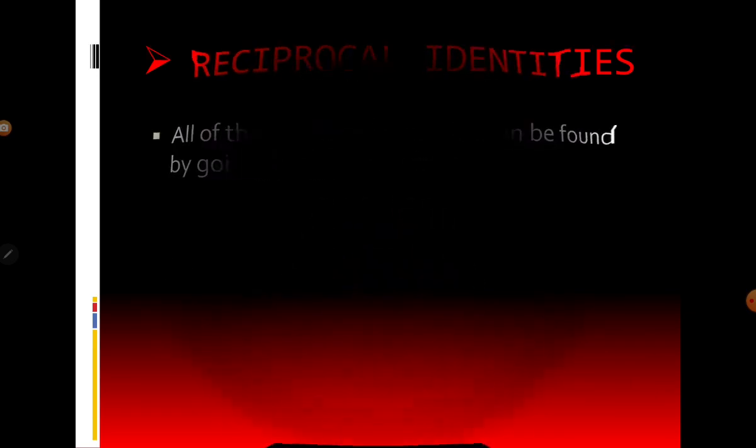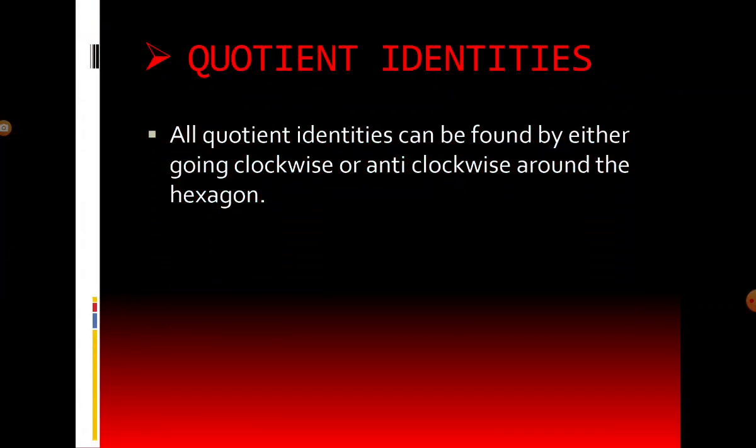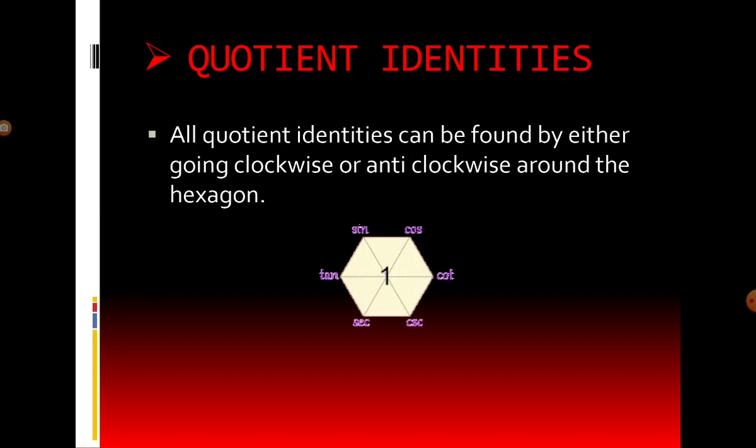Okay, now we have quotient identities. That is, again we'll use one super hexagon. All the quotient identities can be found by either going clockwise or anti-clockwise around the hexagon. So now how can we find out our quotient identities? Again, we'll join all the diagonals. We'll keep 1 in the middle.